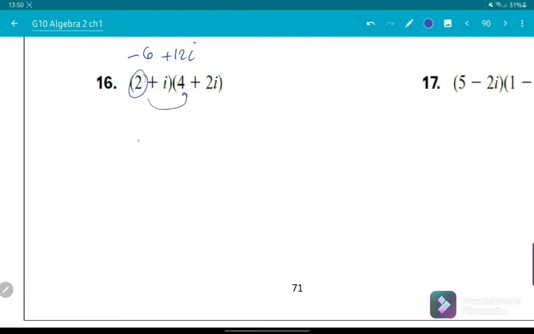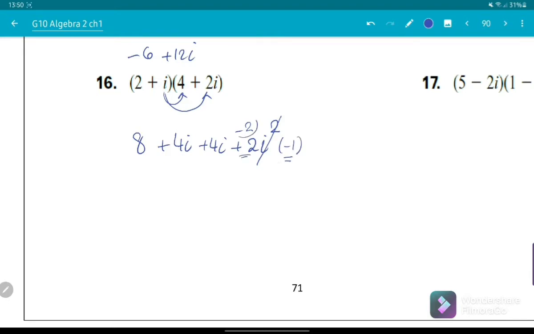2 multiplied by 4 is 8, then 2 multiplied by 2i is 4i. Then i multiplied by 4 is 4i. i multiplied by 2i will be 2i squared. When we have i squared, this will be negative 2 without i. If it's positive, we will turn it to negative, and if it's negative, we will change it to positive, because i squared means multiplied by negative 1. So positive 2 multiplied by negative 1 is negative 2. Now combine the real parts: 8 and negative 2 is 6, and the imaginary parts are 8i.